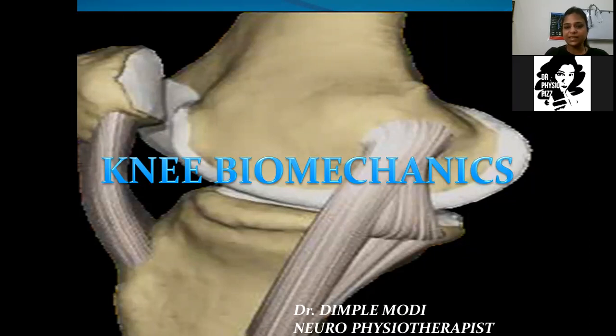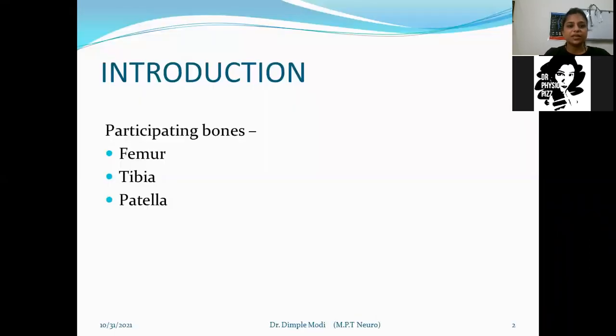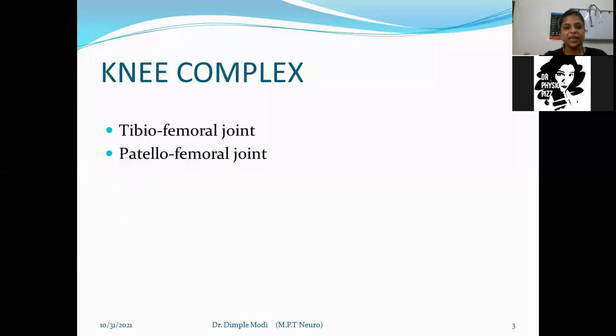So what is the knee? Introduction. Participating bones. What are the bones related in the knee joint complex? One is the femur, tibia, and the patella. The knee complex is composed of the tibiofemoral joint and the patellofemoral joint.